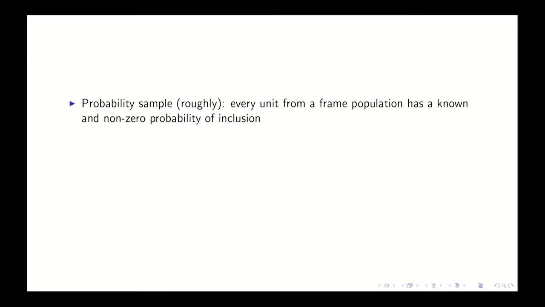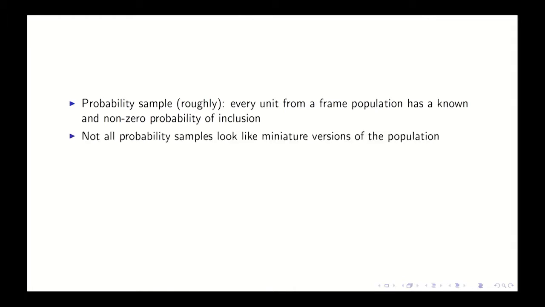Probability sampling is roughly that every unit from the frame population has a known and non-zero probability of inclusion. So for each person, we know their probability that they will be included in the sample, and this is really key because this helps us correct for the sampling process when we make our estimates.